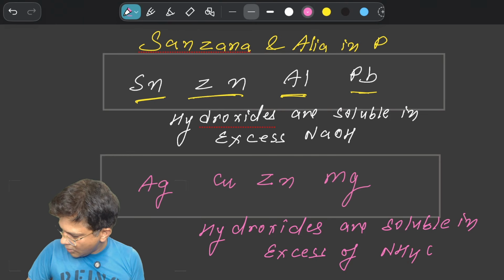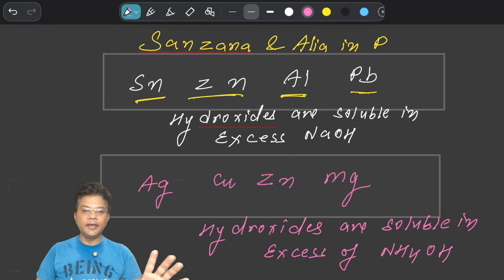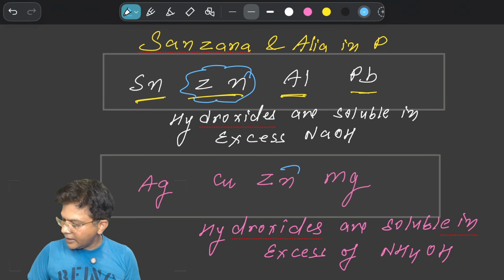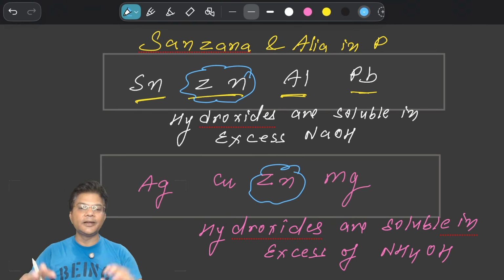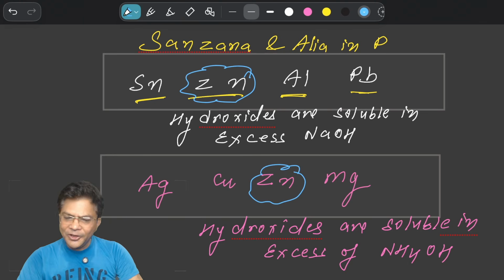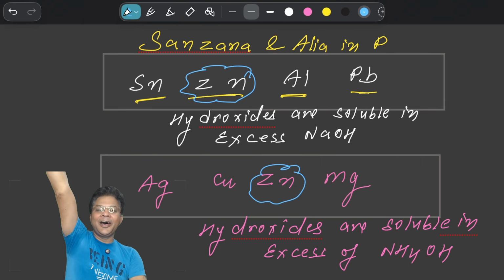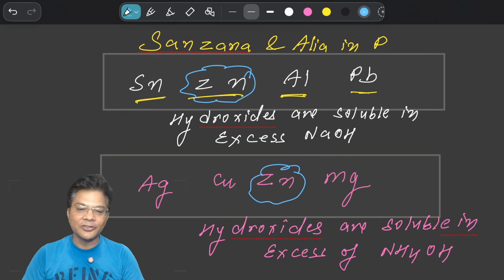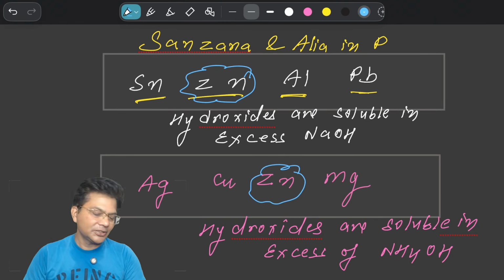Now, there is only one radical you can see in this world whose hydroxide is soluble in excess of sodium hydroxide and excess of ammonium hydroxide, that is Jan. Janu meri jaan, main tere kurban.